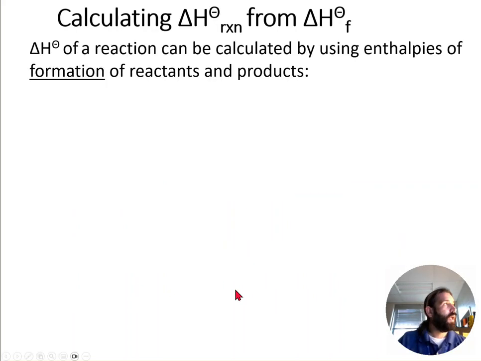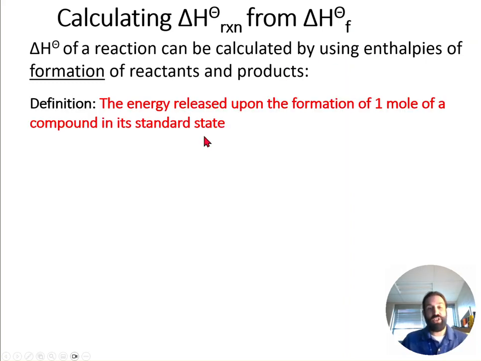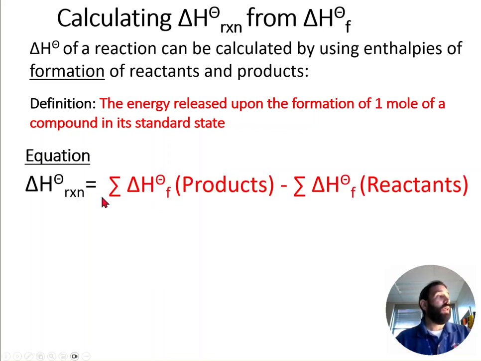Next, we can calculate the enthalpy change for a reaction by looking at enthalpy of formation data. Enthalpy of formation is denoted as delta H theta with the subscript f. The f is for formation. Enthalpy of formation is the energy that is released upon the formation of 1 mole of a compound in its standard state. So the equation we use, the tool for your toolkit, is that the enthalpy change of a reaction will be equal to the sum of all the enthalpies of formation of the products minus the sum of all the enthalpies of formation of the reactants.